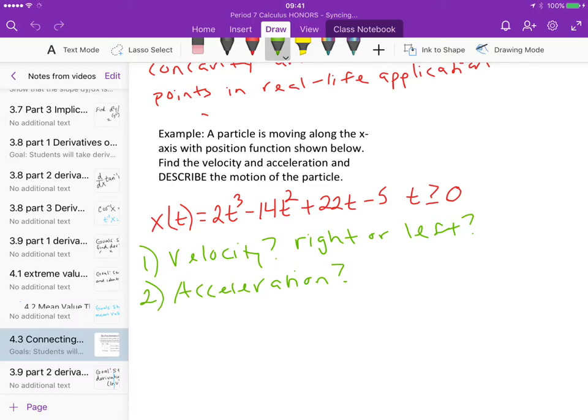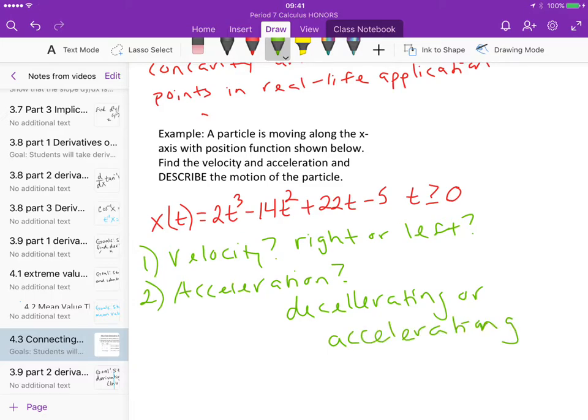So when you have concave down, what does that mean in terms of the acceleration? Hopefully you can come up with it: when you are concave down, that means the particle, or something moving, is decelerating. And when we are concave up, that means we are accelerating. So we are trying to find out whether we are decelerating or accelerating based on the concavity itself.